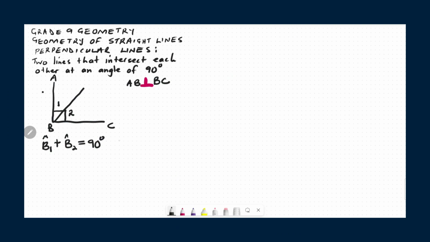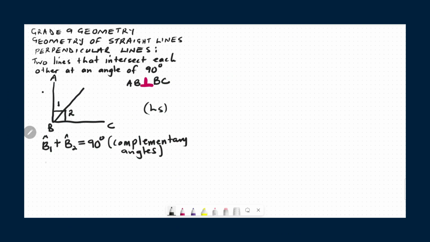So these two angles that add up to 90 degrees, we call them complementary angles. At times we use this sign for angles.